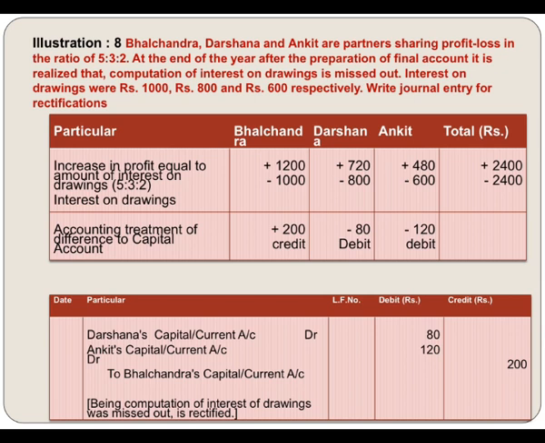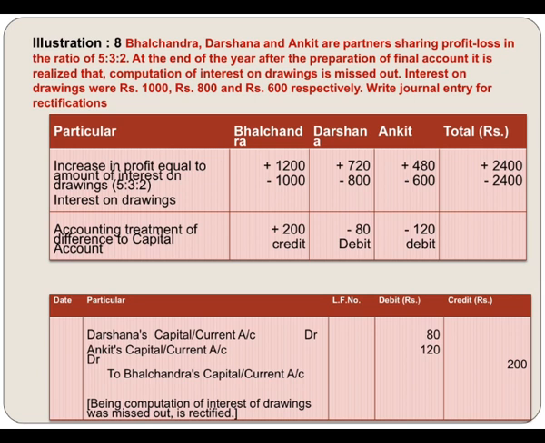Illustration number 8. Balchandra, Darshana and Ankit are the partners sharing profit and loss in the ratio of 5:3:2. At the end of the year, after preparation of final account, it is realized that computation of interest on drawing is missed out. See friend, here computation of interest on drawing is missed out.